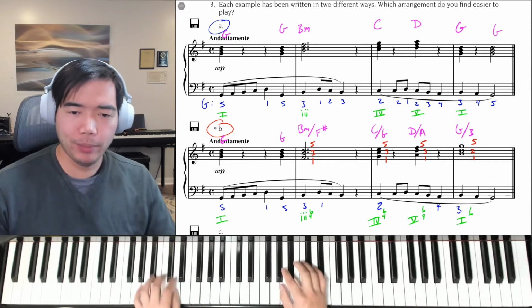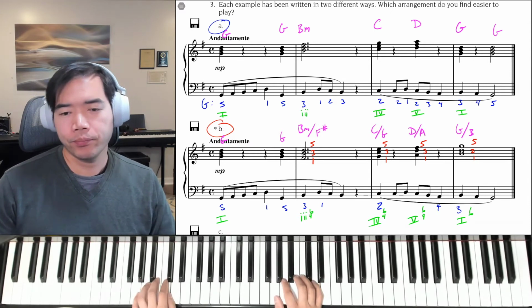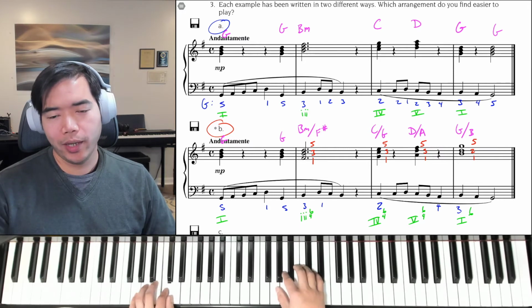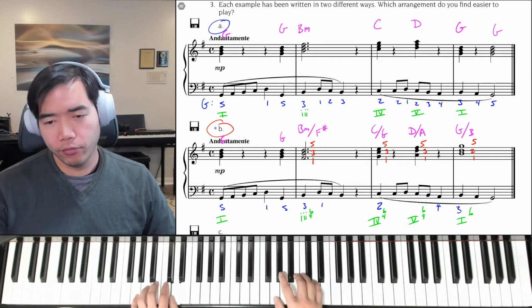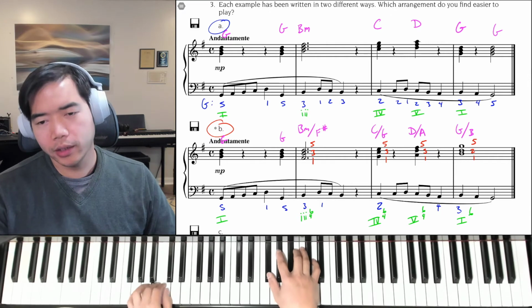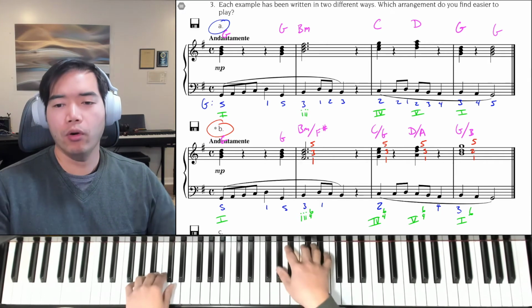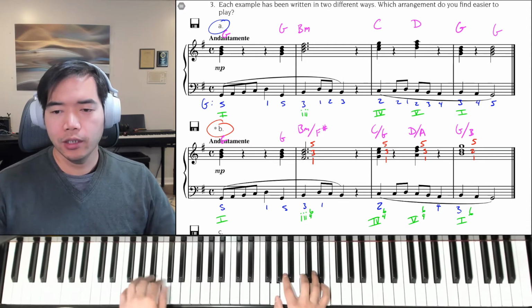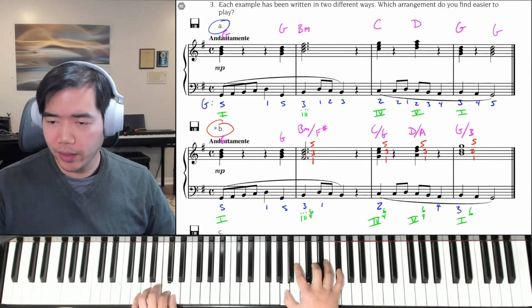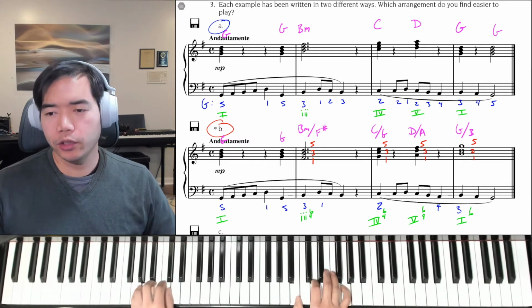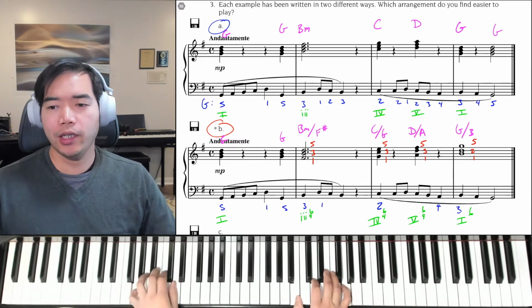This is example 3B. 3, 4, 1 and 2 and 3, 4, 1, 2 and 3, 4, 1, 2 and 3 and 4, 1, 2, 3, 4.